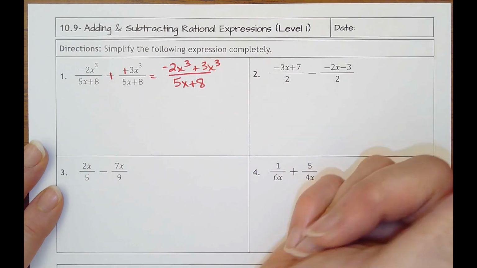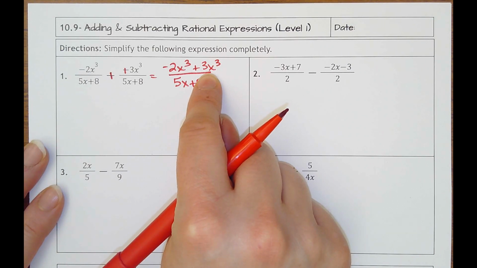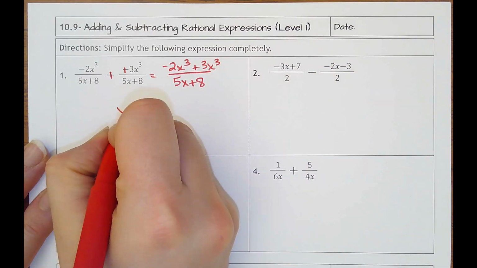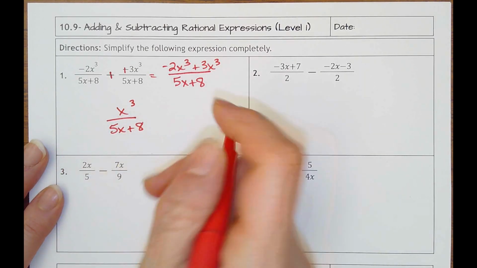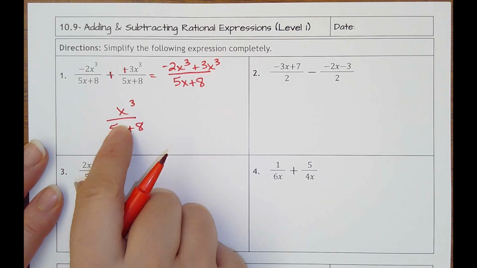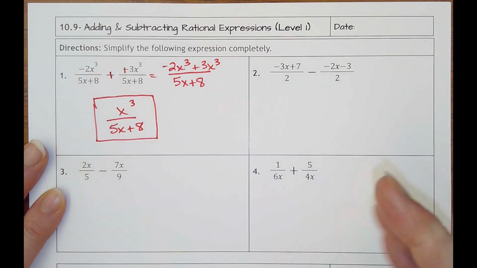And so I need to simplify. Well, both terms are x cubed, so I can put them together. 3 minus 2 would be a positive 1, x cubed, over 5x plus 8. And because this goes together, I cannot divide out an x. So that would be my final answer in simplest form.